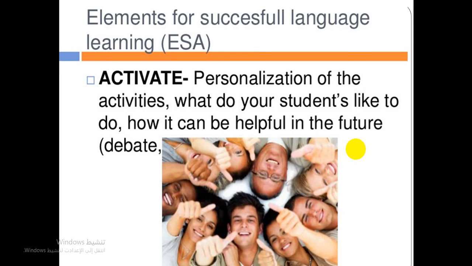Some examples are debates and discussions, advertisement design, role plays, describe and draw, story and poem writing, writing in groups, etc. So these ESA elements need to be present in most lessons or teaching sequences.